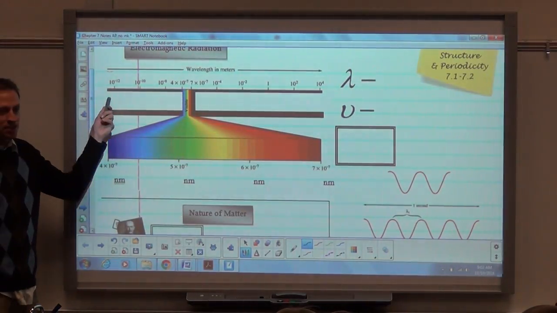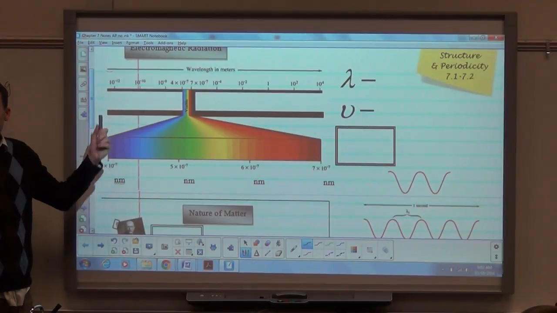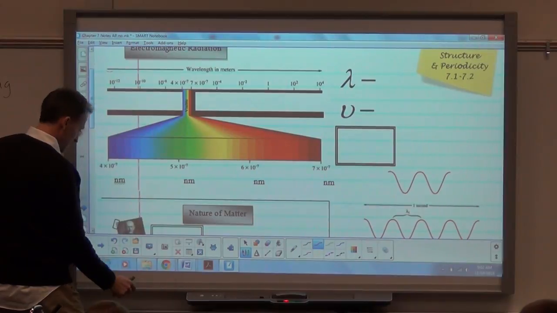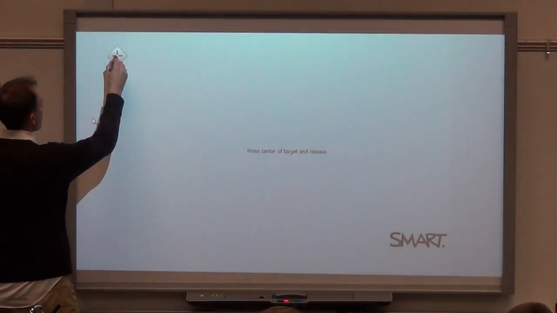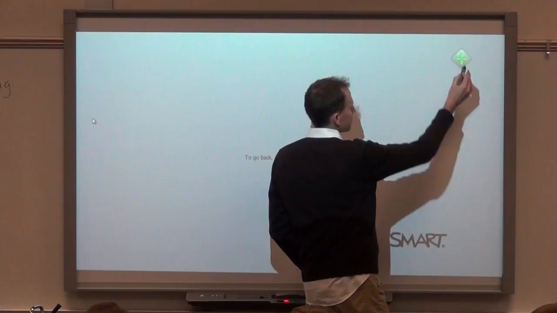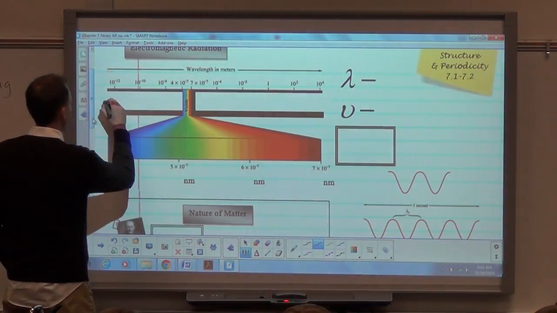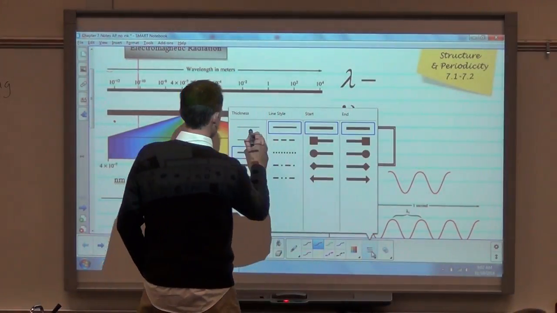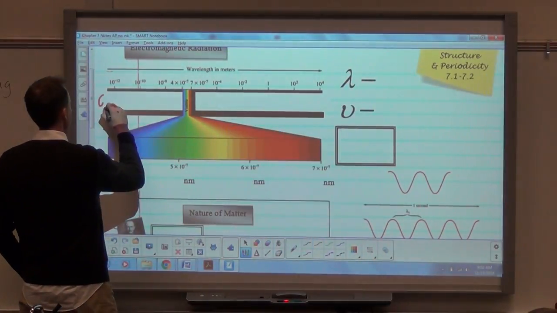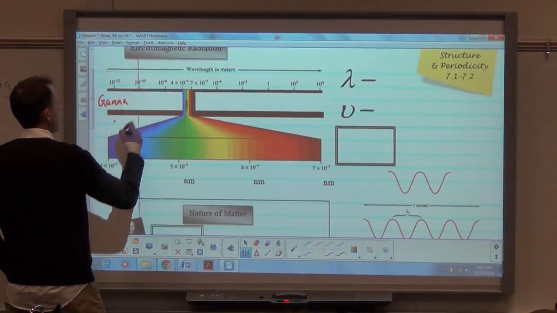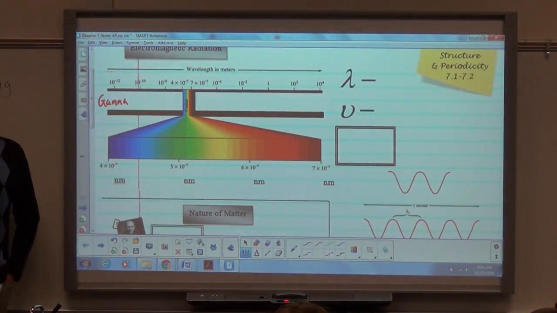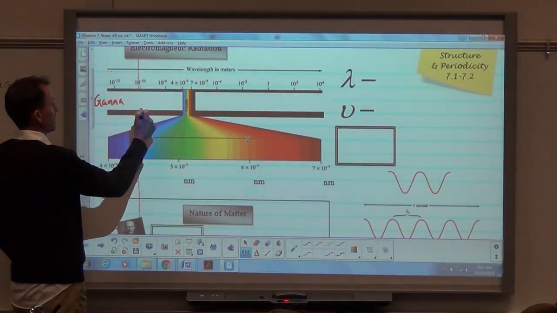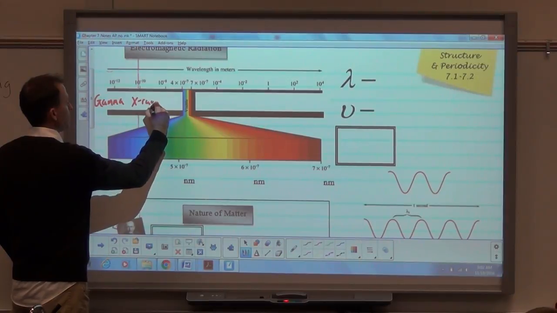What is the furthest radiation to the left? It's gamma. We're going to fill this all in. Let's try that again. That's better. I'm going to manipulate this a little bit so we can actually get it. Gamma's right there. What was next, without trying to look? X-ray. X-ray is 10 to the negative 10th meters. This is all based on wavelength.